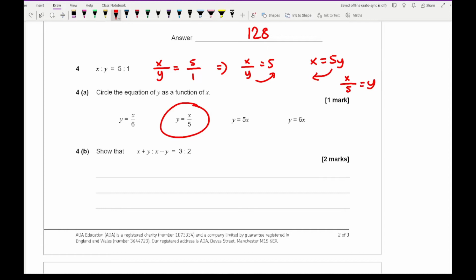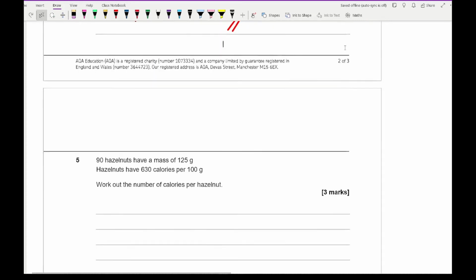and that is the second option. Then with 4b it says show that x plus y to x minus y can be written as 3 over 2. Well, looking at this ratio, we know that x equals 5 and y equals 1. So x plus y equals 6 and x minus y is going to be 4. So then we've got 6 to 4, which simplifies to 3 to 2, and there is our final answer.